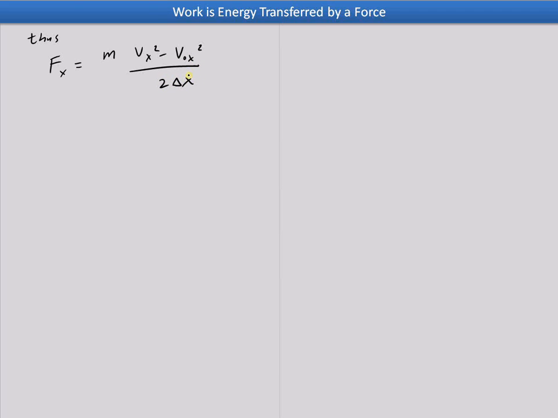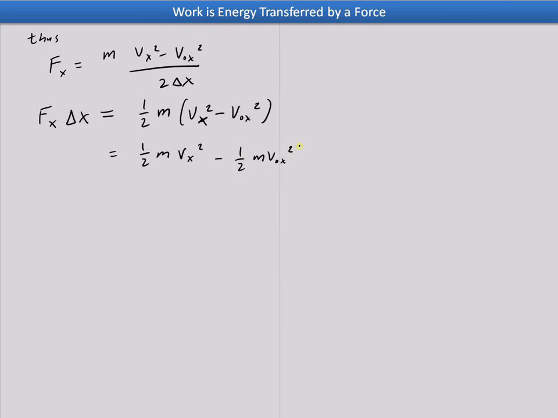Okay. And let's multiply both sides by delta x, so that on the left we have F times delta x, and on the right we have 1/2 times m times the quantity vx squared minus v initial x squared. And now we have something that kind of looks like kinetic energy. Actually, it looks a lot like kinetic energy. If we break it up into two pieces, we have what looks like a final kinetic energy minus what looks like an initial kinetic energy.